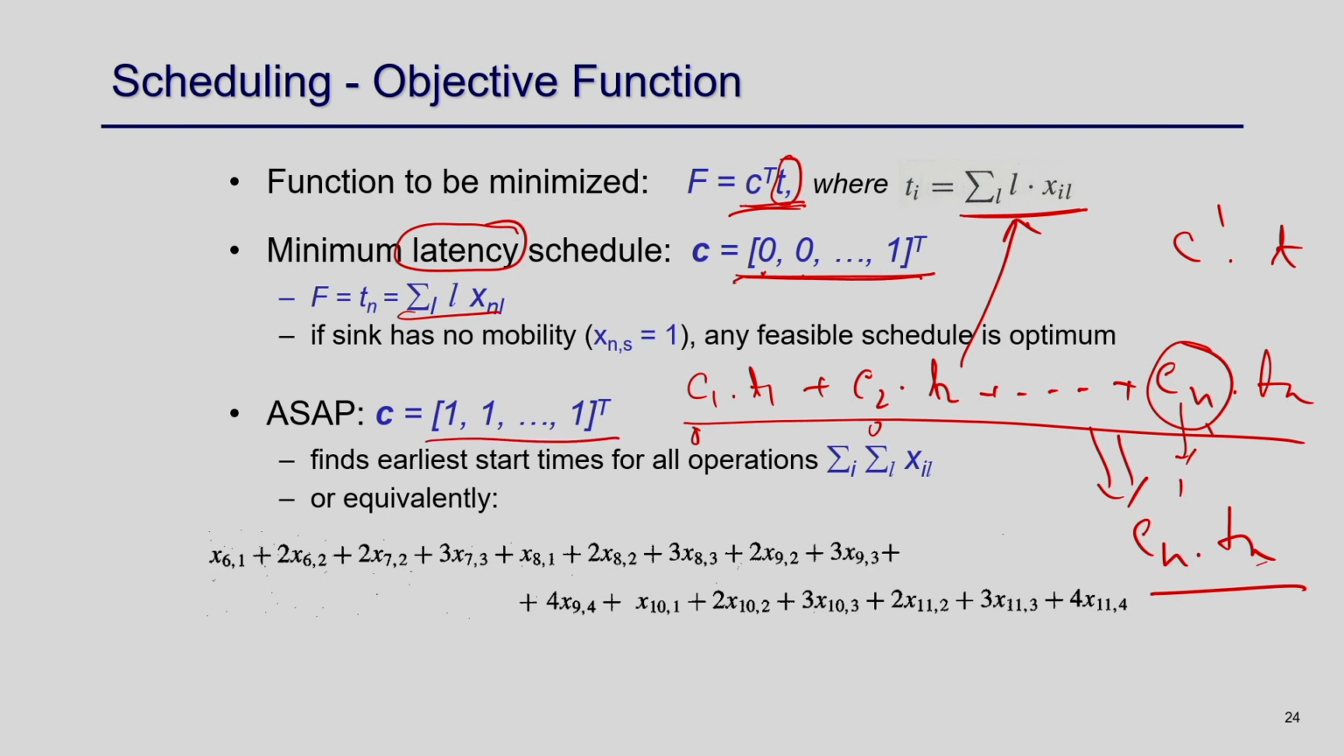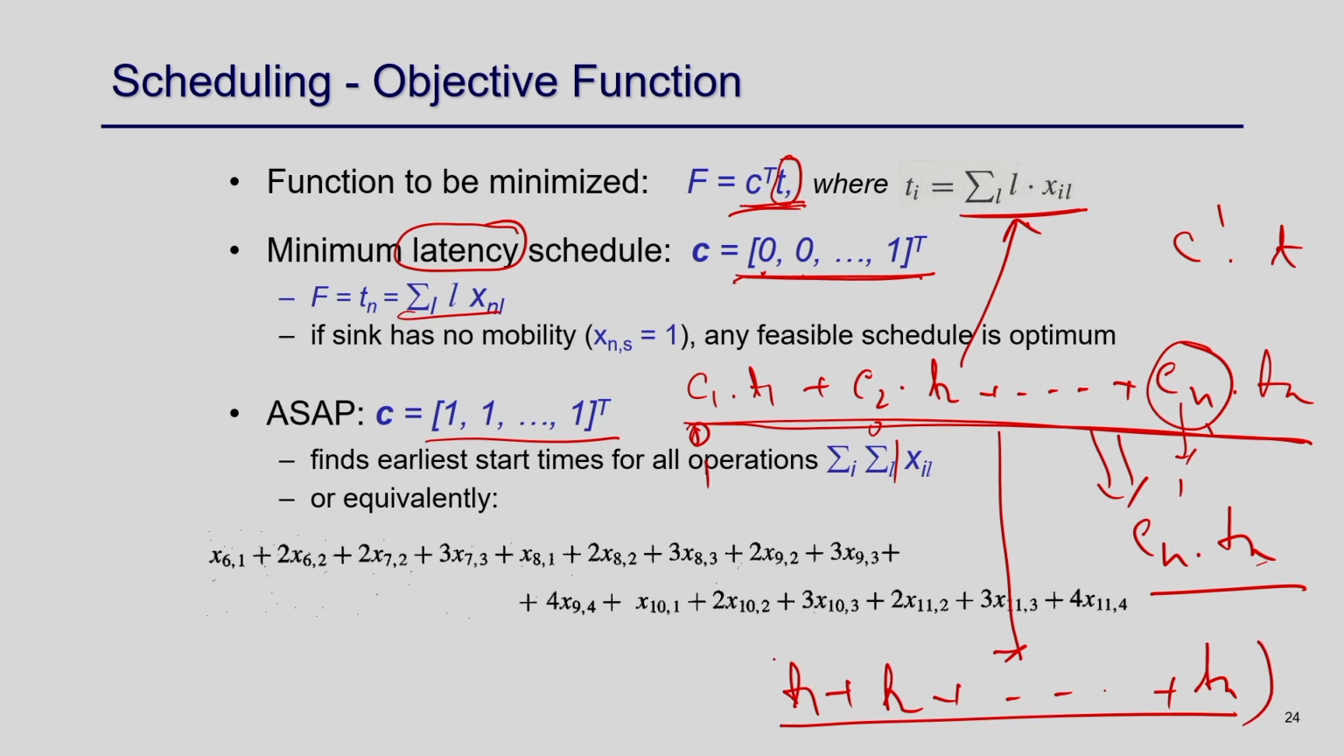So, ASAP means what? I want to start this operation as early as possible, right. So, then what I have to do? If this is my expression, when will this value be minimum? If these constants are basically 1, right, because here I want to get the minimum value of each start time. So, what I am going to do? I am going to put C 1 equal to 1, C 2 equal to 1 and so on. Then this operation becomes T 1 plus T 2 plus T n should be minimum. So, I want to get this value minimum.